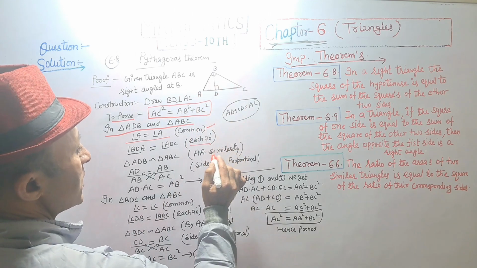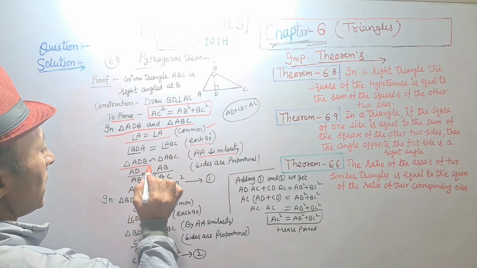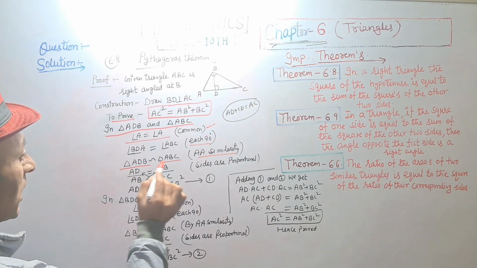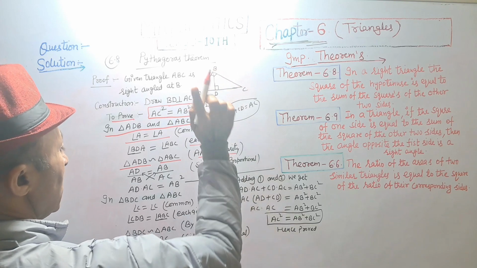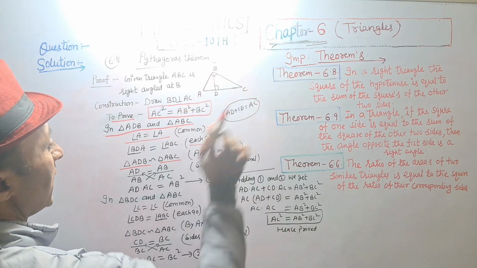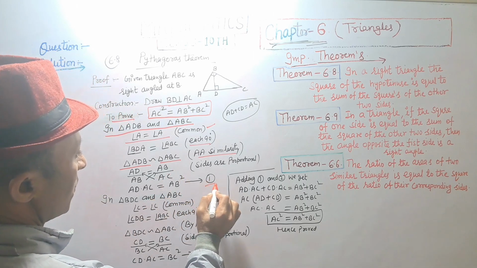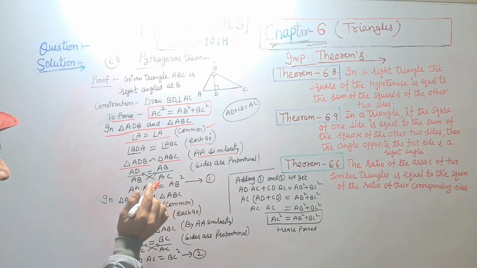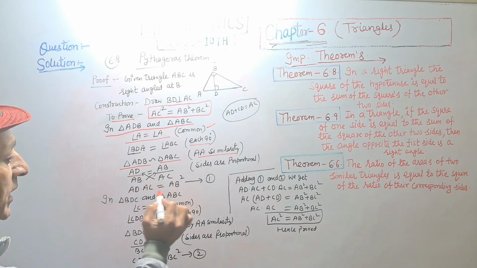By angle similarity, triangle ADB is similar to triangle ABC. Sides are proportional. AD upon AB is equal to AB upon AC. It's equation number first. AC into AD is equal to AB into AB, that is AB square.